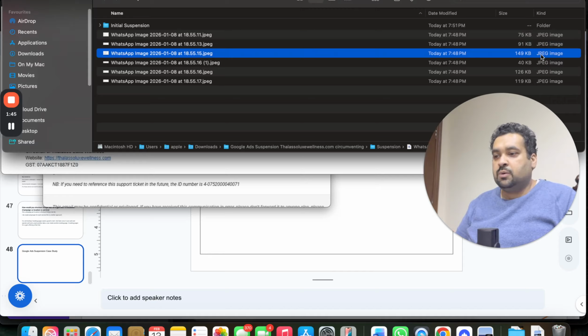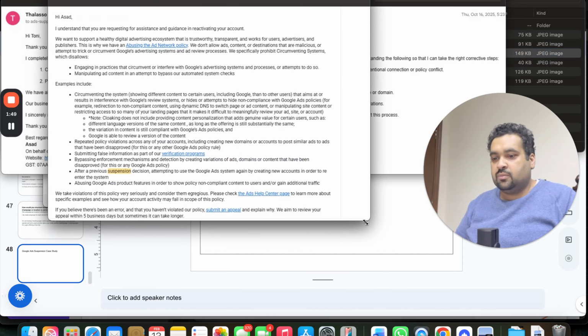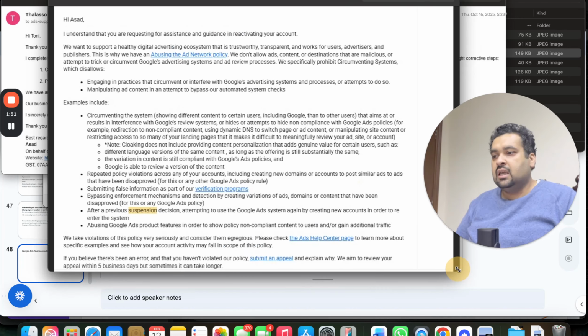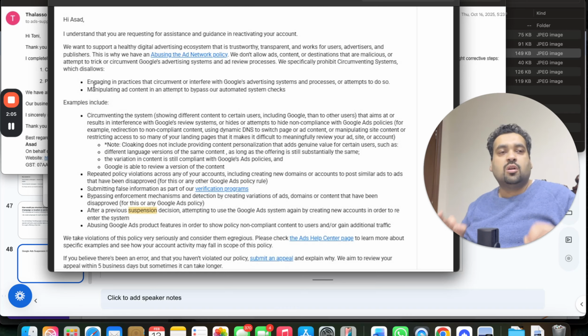Another thing I'm going to explain is the circumventing system policy. What Google says regarding circumventing system is engaging in practices that circumvent or interfere with Google advertising systems and processes, or attempting to do so. Manipulating ad content in an attempt to bypass our automated system checks is also part of circumventing system. Showing different content to certain users, including Google, than to other users, so cloaking is also part of circumventing system.